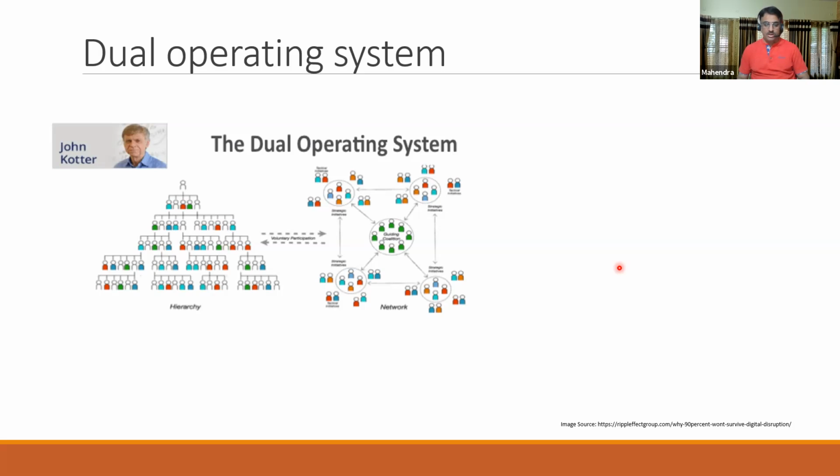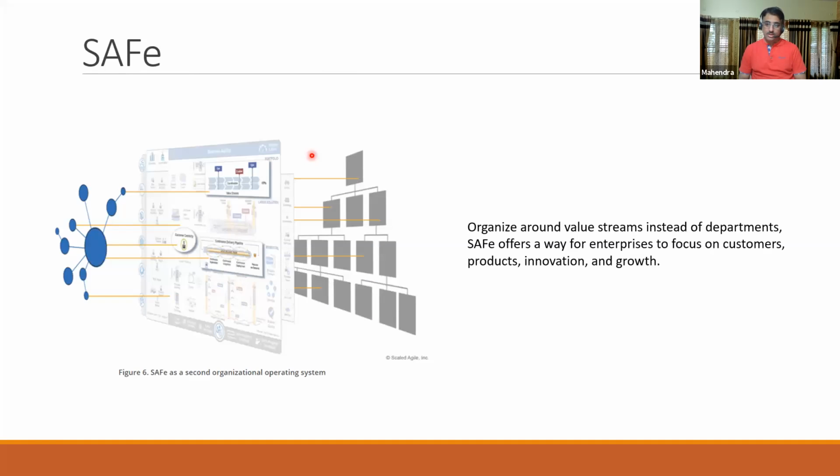That is when John Kotter, a Harvard professor, suggested something known as a dual operating system, with the network, which focuses on speed of innovation and customer centricity, and the hierarchy. Hierarchy brings in efficiency, stability, repeatability, and things like that. So he suggested that organizations need to move towards having a dual operating system. This is exactly what the Scaled Agile Framework provides.